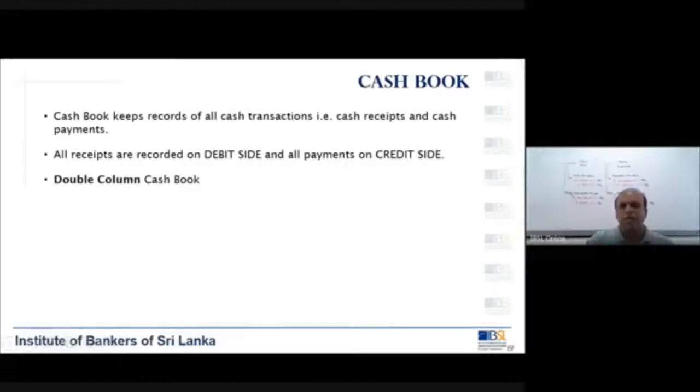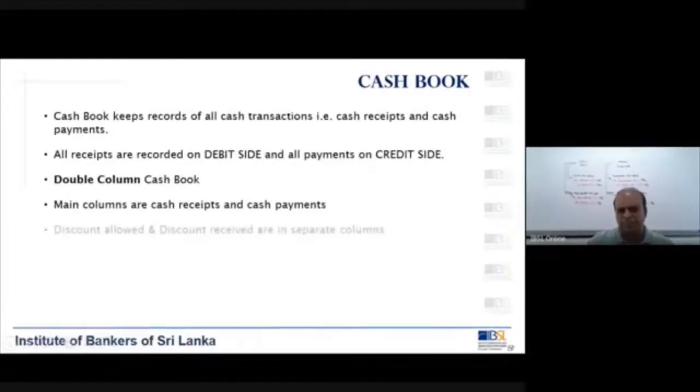We call it a double column cash book, and the main columns are cash receipts and cash payments. We also introduce two important terms, which are called discount allowed and discount received. I'll explain what it is.